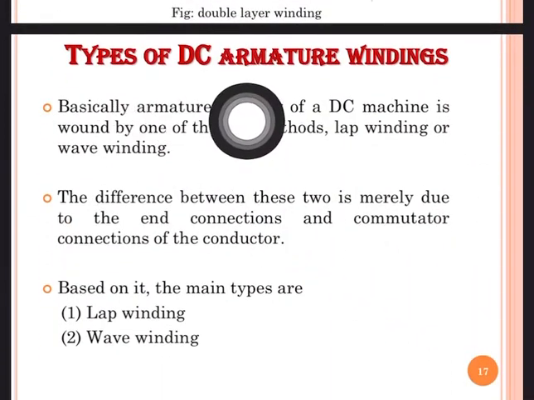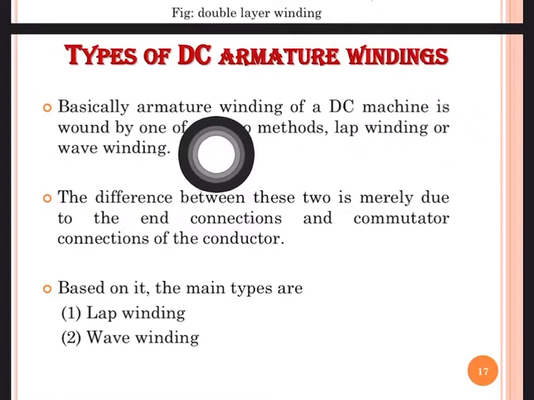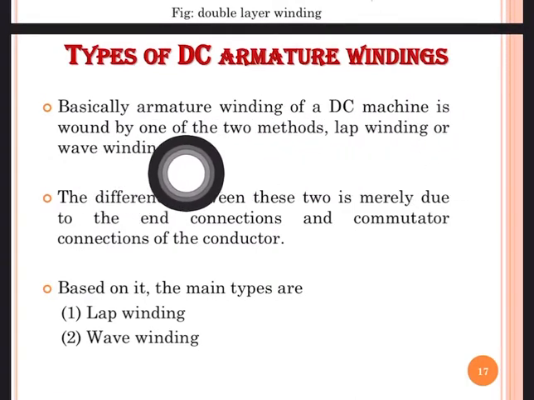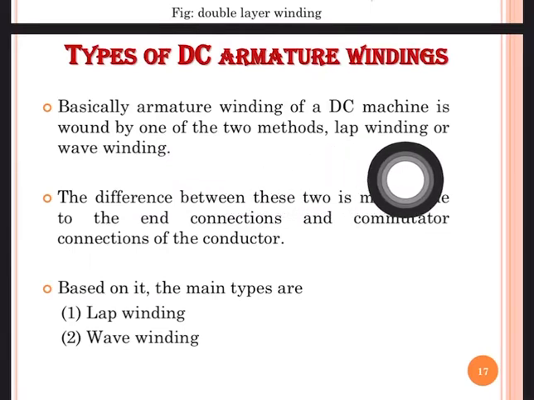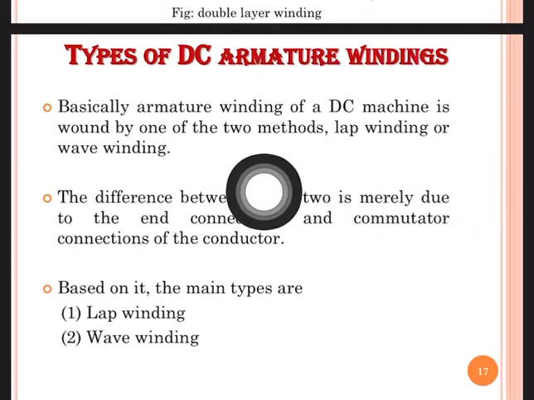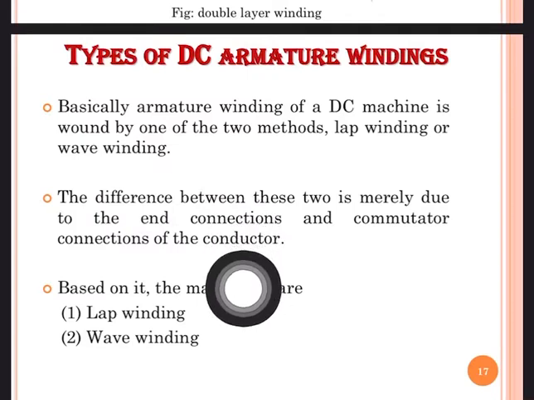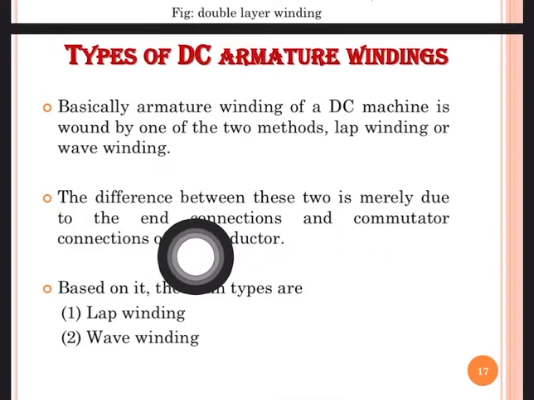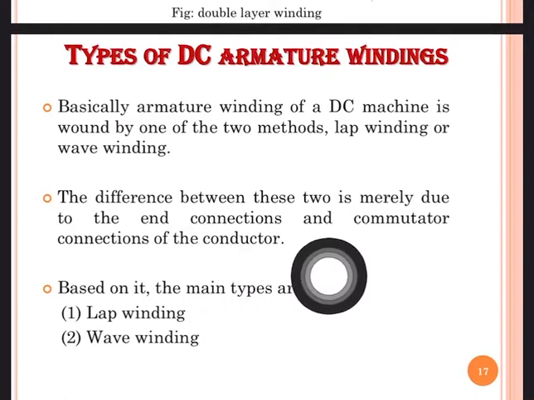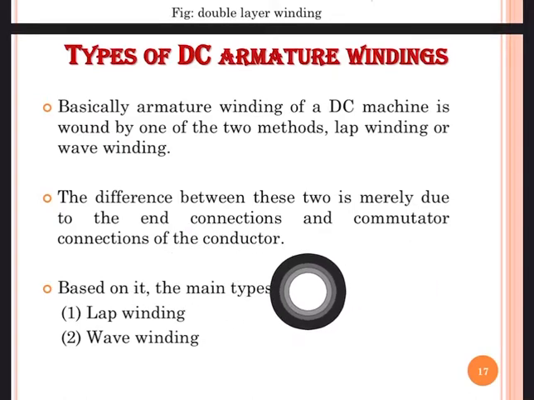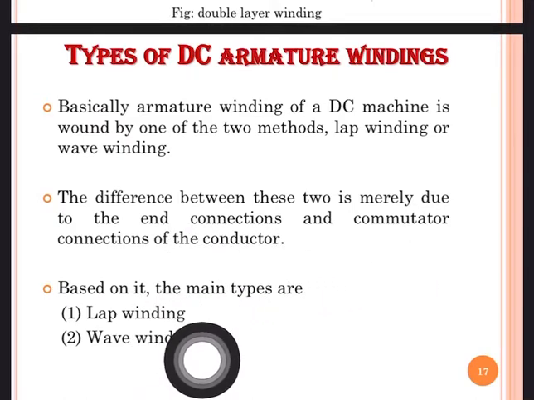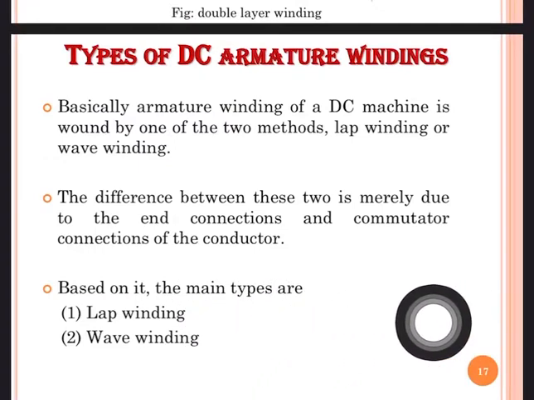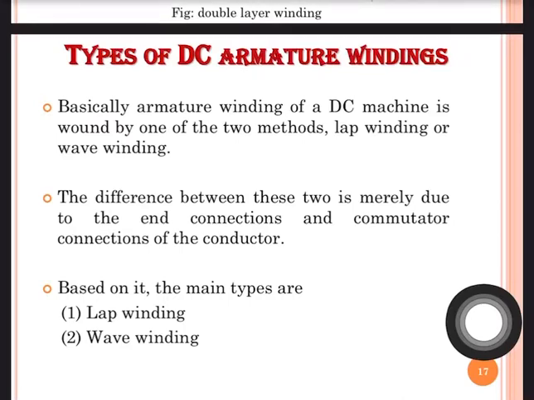Now types of DC armature windings. Basically the armature winding of a DC machine is wound by one of two methods. First one is lap winding and second one is wave winding. The basic difference between them is the end connections and commutator connections of the conductors. So lap winding and wave winding are the main types of DC armature winding.